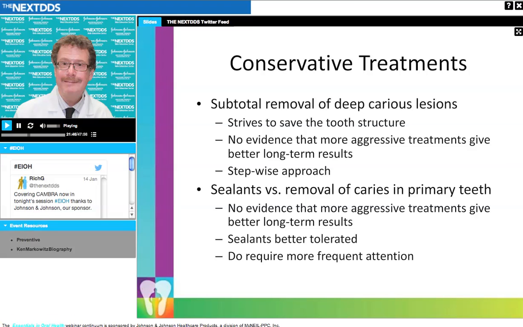There is an option of removing carious material, placing an interim restorative material, and then allowing a little bit of healing on the inside of the tooth, and then completing the excavation on a subsequent visit. That's called the stepwise approach. That's an option. And there's really no good evidence that aggressive treatment gives better results.